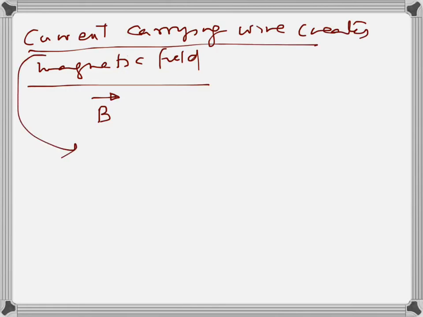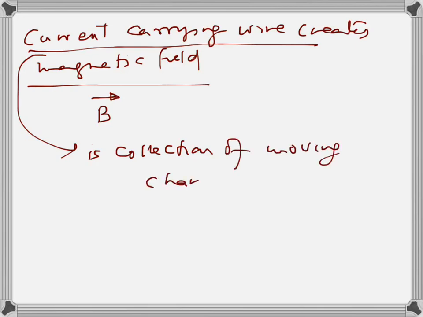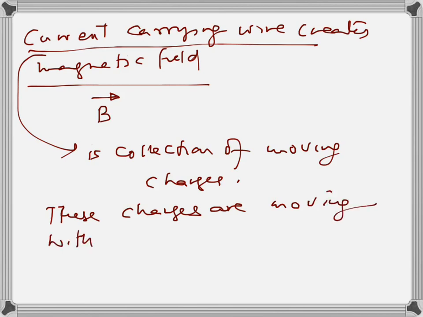So why does a current carrying wire create magnetic field? Because a current carrying wire is a collection of moving charges. These charges are moving with drift velocity, some Vd, drift velocity Vd. So at the end of the day it's moving charges, moving with a constant velocity, let us say, if the current is constant. So it creates a magnetic field.